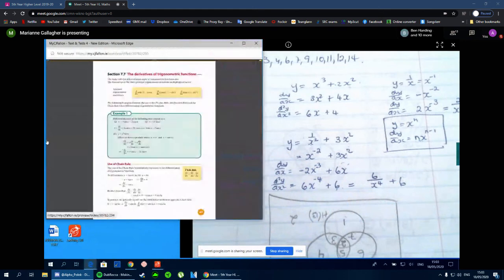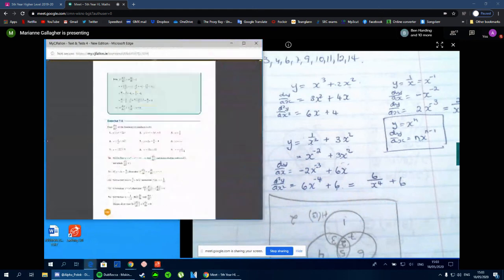And like for question 10, find your d2y/dx squared, hence find the values for which that equals 0. Well, once you've worked it out, just let it equal 0 and solve for x.